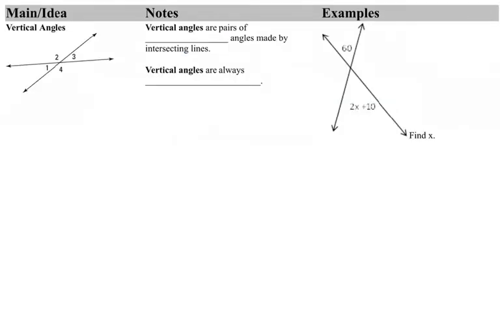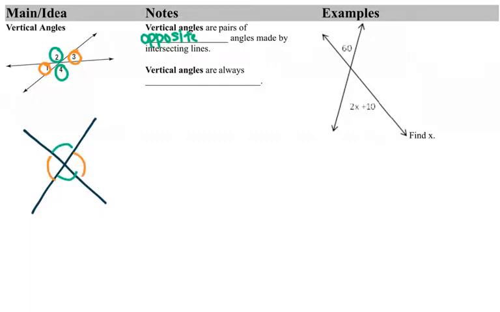So here we go. Okay, so these are vertical angles. Vertical angles would be like 2 and 4. Those are vertical to each other. And 1 and 3. So if you'll notice, anytime you see an X shape going on, angles that are across from each other are going to be vertical angles. So vertical angles are pairs of opposite angles made by intersecting lines. The intersecting lines are the X, and the opposite angles are the ones right across from each other.